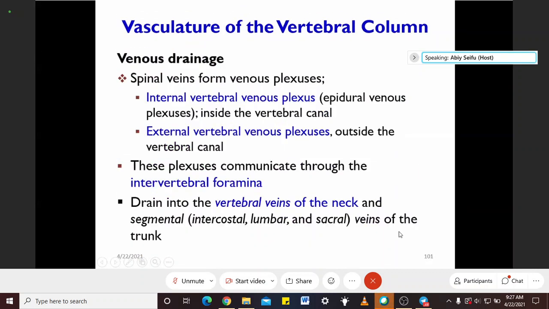Now let's continue to the venous drainage.